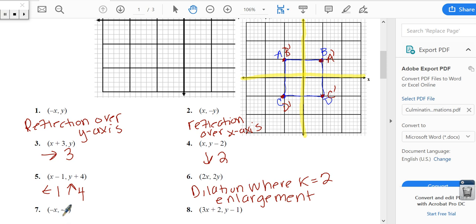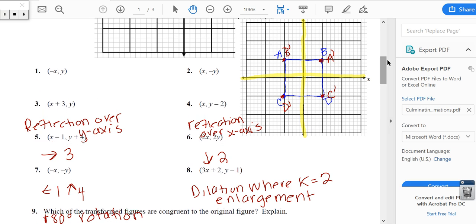If I do a negative x, negative y, that is nothing but a 180-degree rotation. Or you can say a reflection over the x-axis and then a reflection over the y-axis. Okay, I'm going to clear the page.